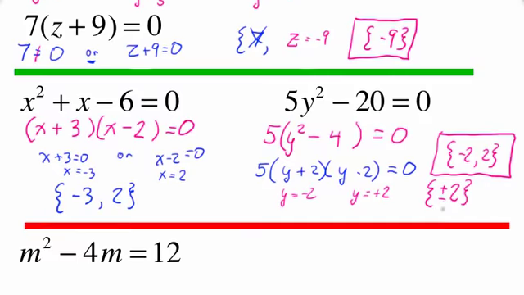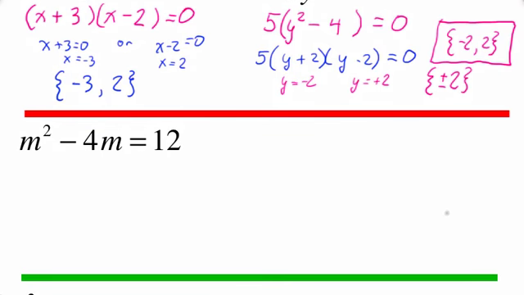Now, we have not yet had to set anything equal to 0. In this problem, it is set equal to 12. You cannot use the zero product rule if it's not set equal to 0. There is no 12 product rule. So the very first thing we're going to do is set this thing equal to 0.